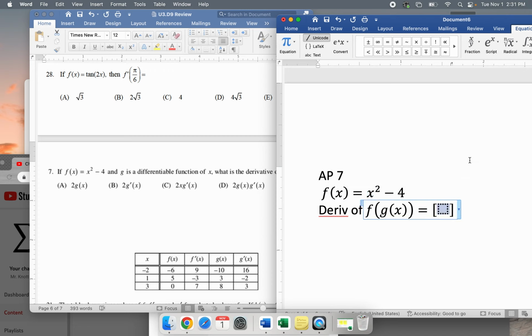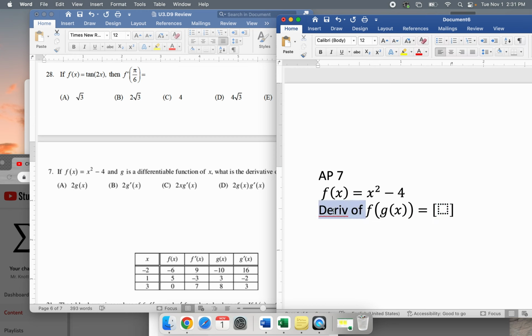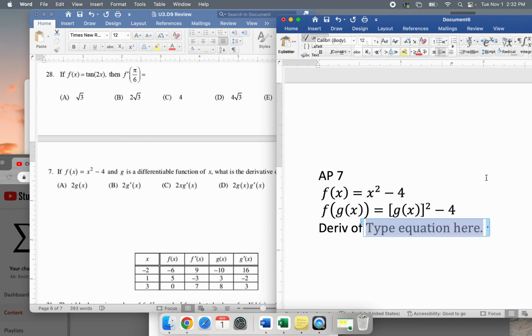So we want to know the derivative of this function. Let me just rewrite this function first. What even is this function? F of g of x just means replace this x with g. So that's g of x squared minus 4. So instead of x squared minus 4, it's g of x squared minus 4. So what's the derivative of this function?